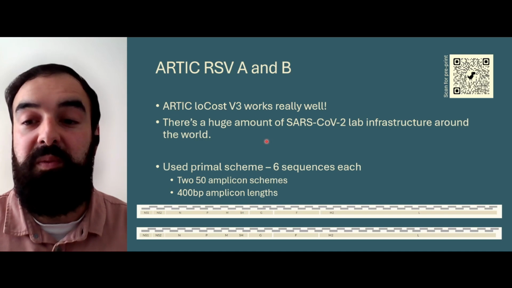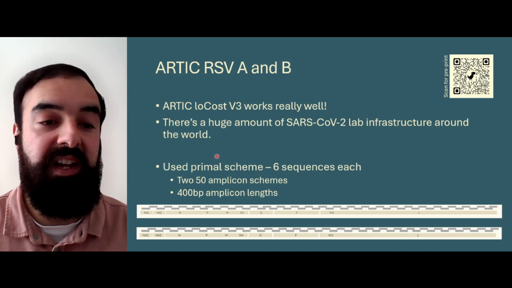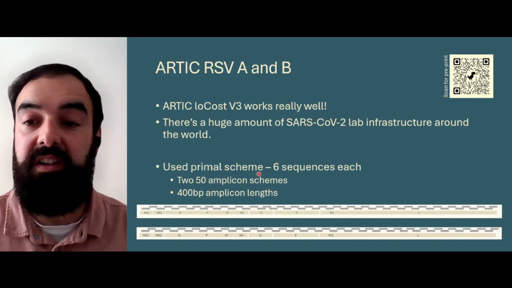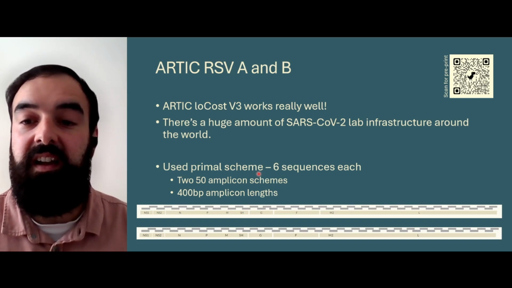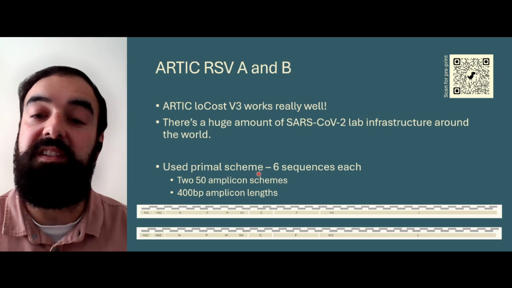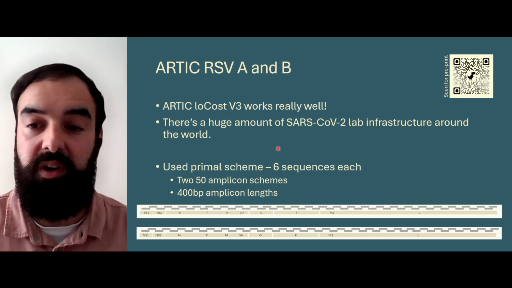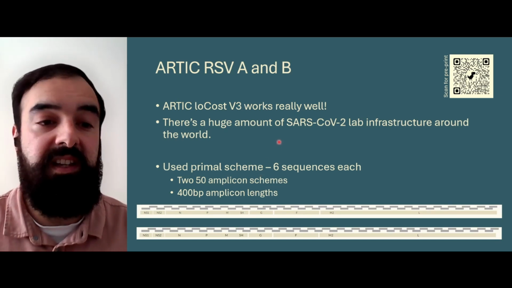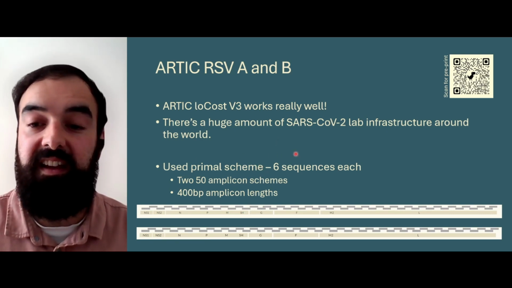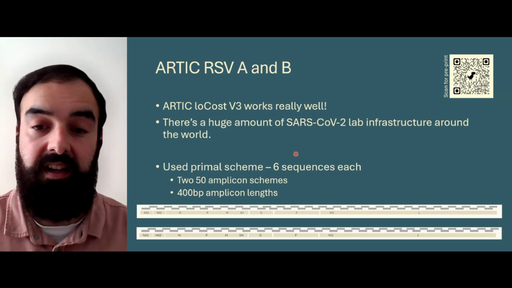sequencing, and we thought the best approach would be to design a 400 base pair amplicon scheme to match the current Arctic SARS-CoV-2 schemes. And this would allow labs who already use Arctic amplicon sequencing methods to slot these new primers directly into their sequencing workflows. To do this, we used the great PrimalScheme tool with a selection of RSV-A and RSV-B sequences to guide the design.